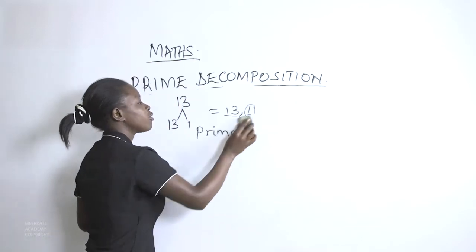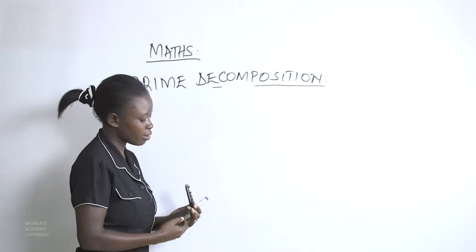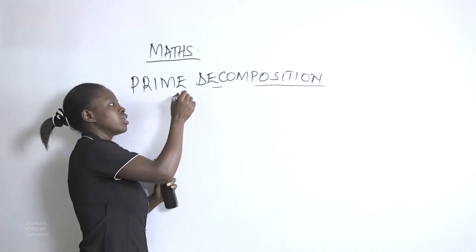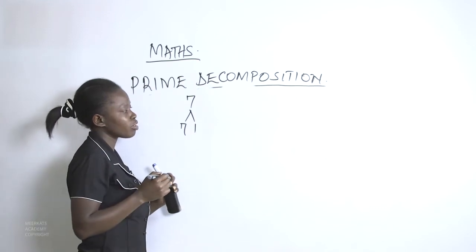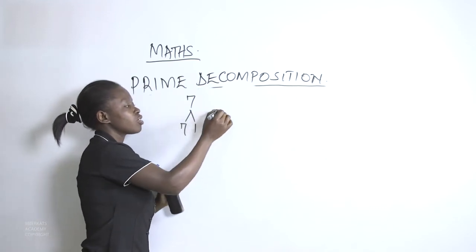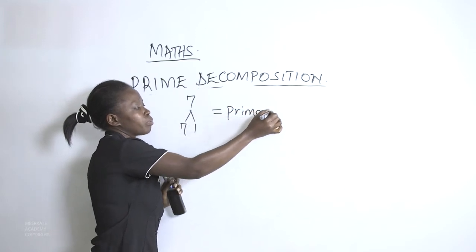Another number I have is 7. And we discover that 7 also does not have another number apart from 7 and 1. So 7 into 7 is 1. So 7 is also a prime number.